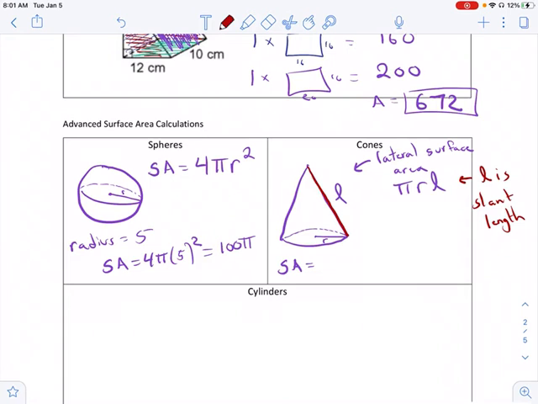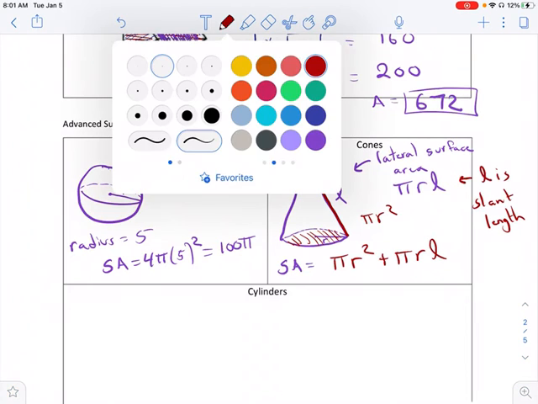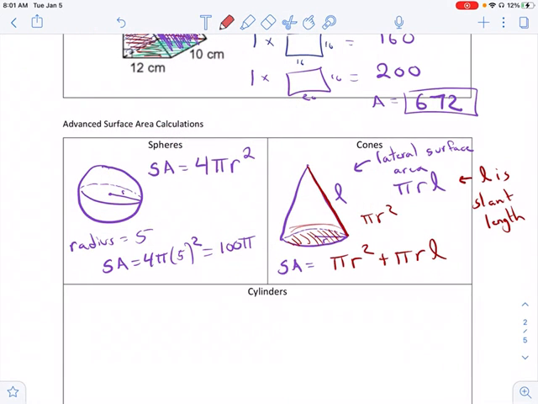And then we also have this circle on the bottom that we need to account for, which is just going to be pi r squared. So to figure out the total surface area here, we have pi r squared plus pi r l. And that is going to tell us the entire covering of that shape. So that includes basically the top of that party hat.